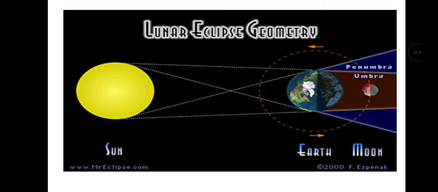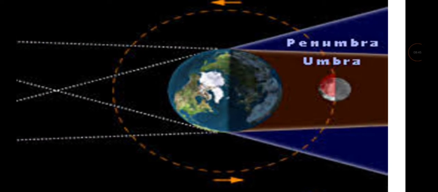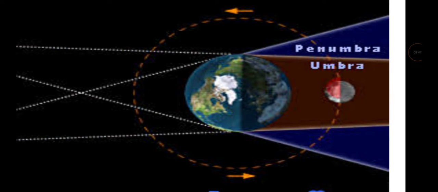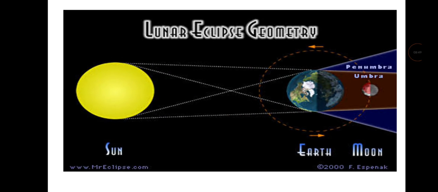Here you can see, while moving, when the earth comes in between the sun and the moon, like here you can see in this picture, this is sun, earth and the moon. When earth comes in the middle, it blocks the rays of the sun. As you know, moon reflects the light of the sun. Moon doesn't shine on its own, it reflects the light of the sun.